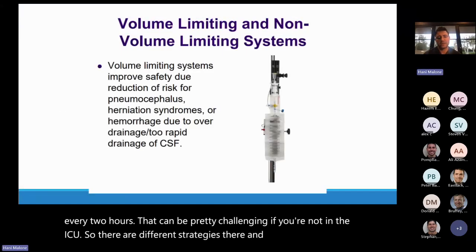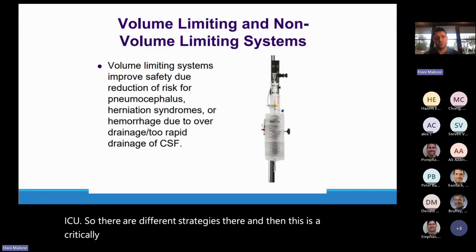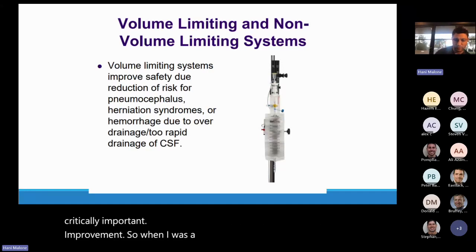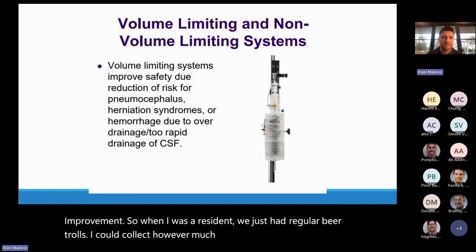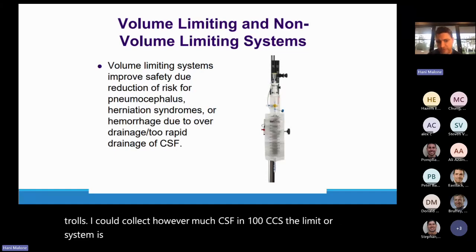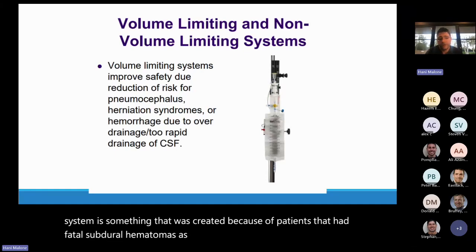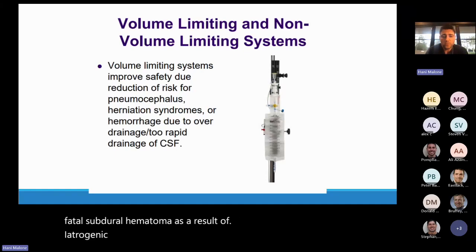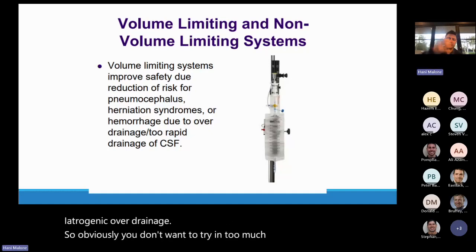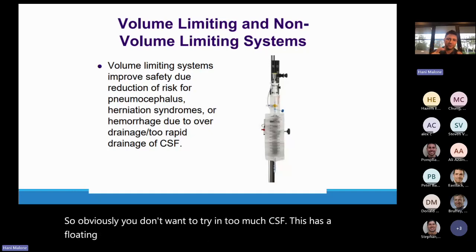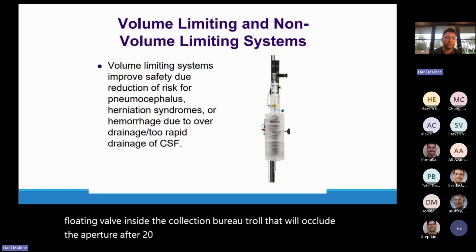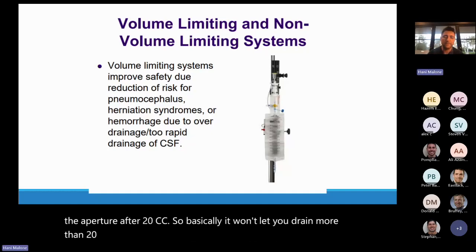And then this is a critically important improvement. When I was a resident, we just had regular Buritrol. I could collect however much CSF, 100 cc's. The Limitor system was created because of patients that had fatal subdural hematomas as a result of iatrogenic overdrainage. Obviously, you don't want to drain too much CSF. This has a floating valve inside the collection Buritrol that will occlude the aperture after 20 cc. So basically, it won't let you drain more than 20 cc's at a time.